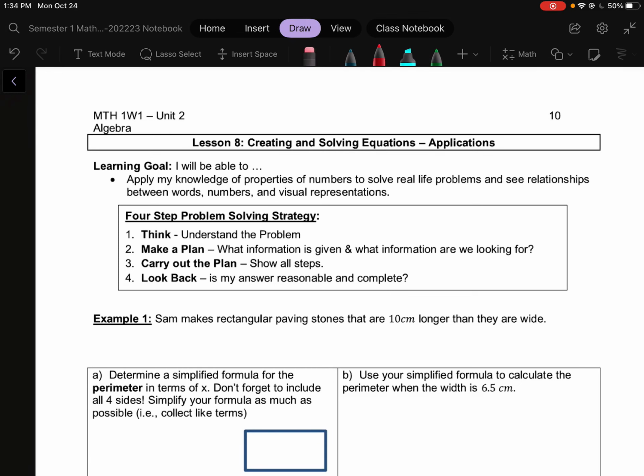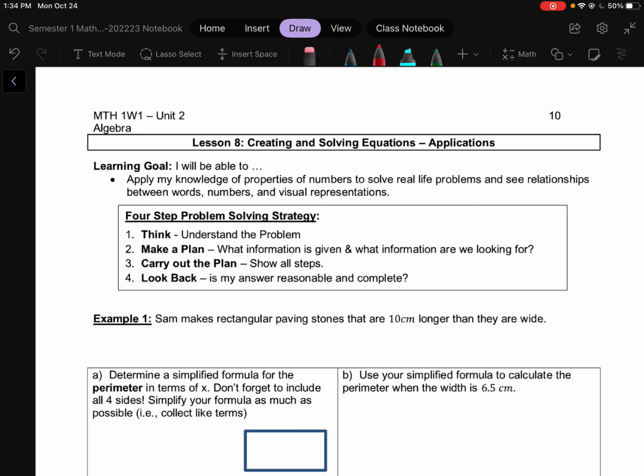Hi everyone, today we're going to be looking at lesson 8. So lesson 8 is looking at solving and creating our own equations based off of all the knowledge that we've ever learned so far and really implement them into real life problems or scenarios that we see between different words, numbers, and visual representations and different questions that you might have.